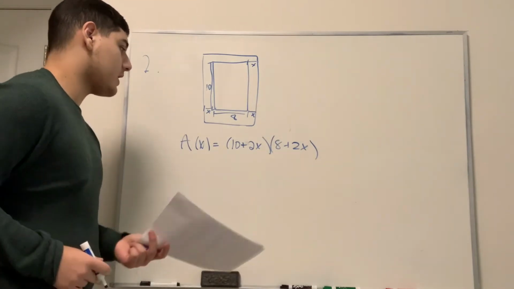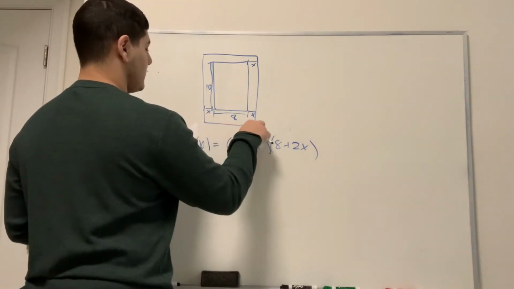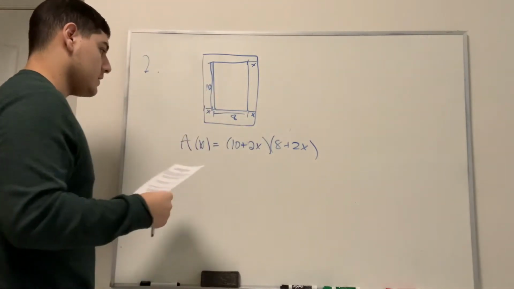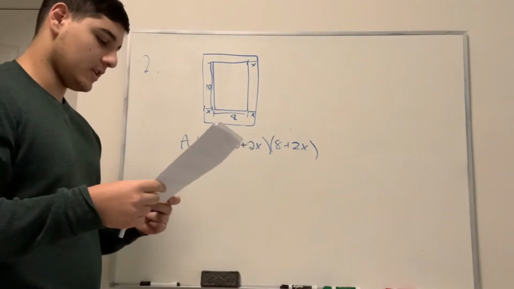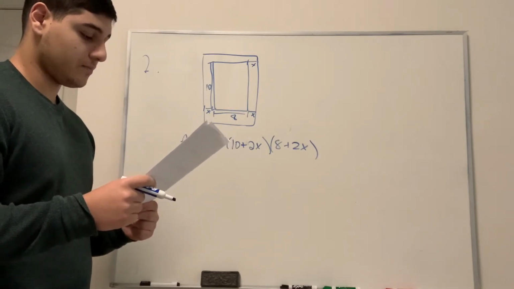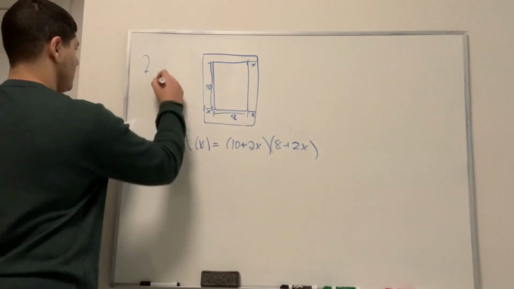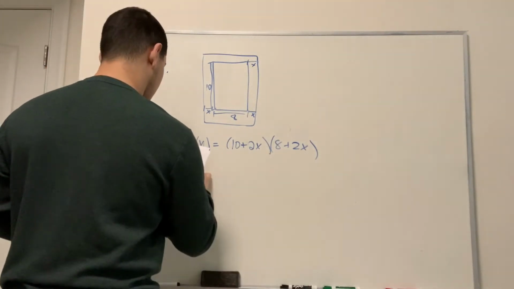Explain mathematically how I know. Well, I know that to find the area of a rectangle, I need base times height, and that's pretty much it. Now write an equation in standard form representing the area of the picture and the frame. So all that's asking me to do is to just FOIL this out, or multiply it out.